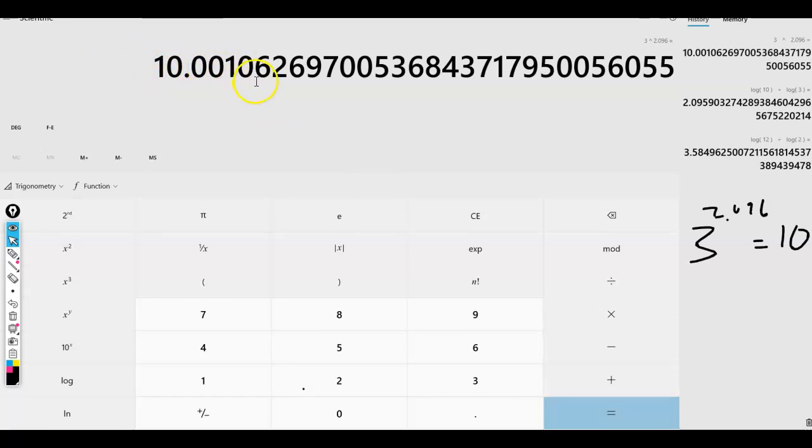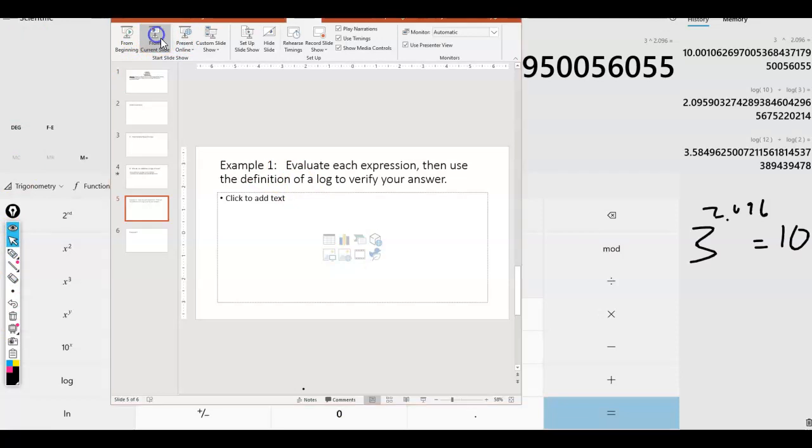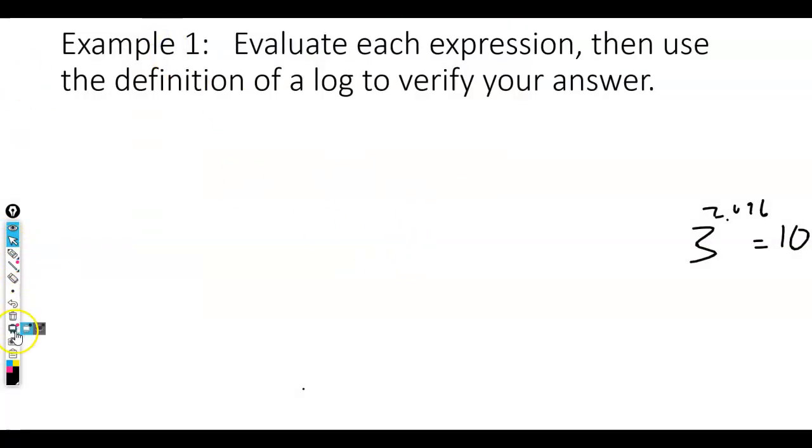Why is it not exactly 10? Because we had to round our answer. So that's what they meant on the slide by use the definition of a log to check your answer.